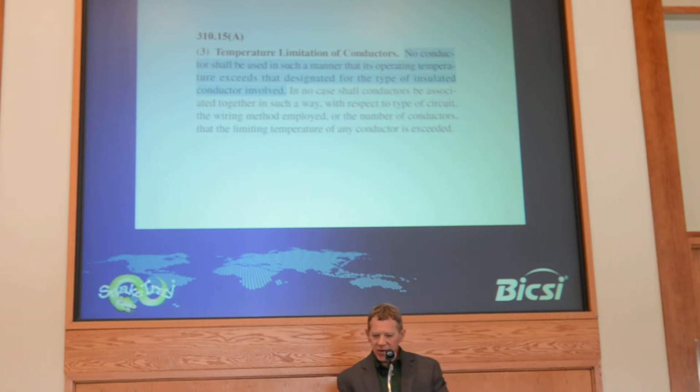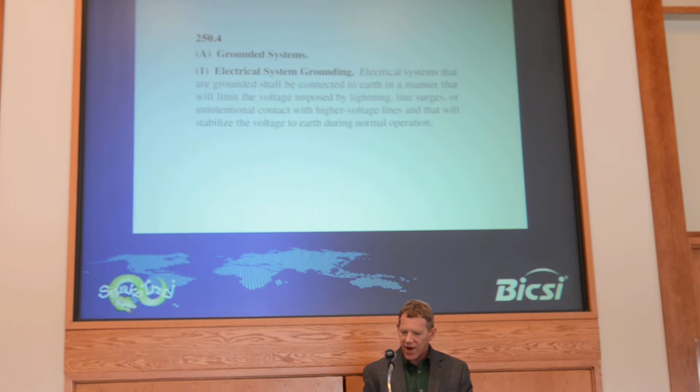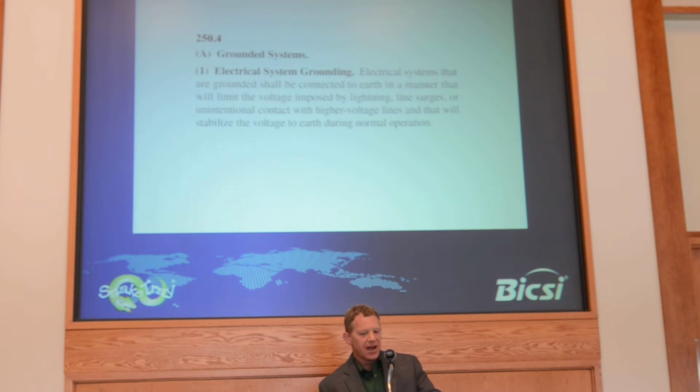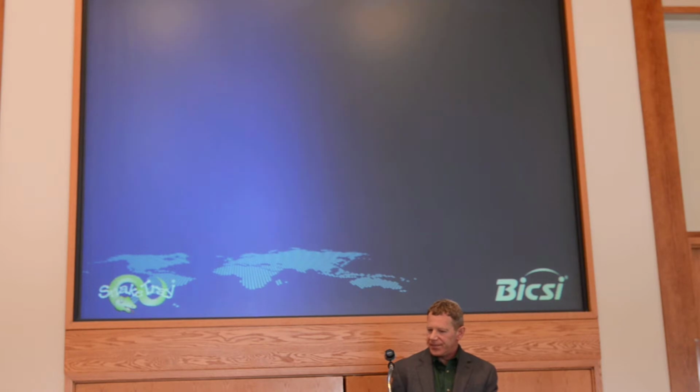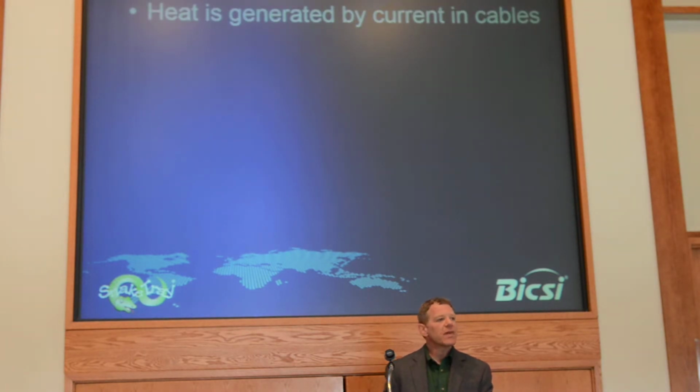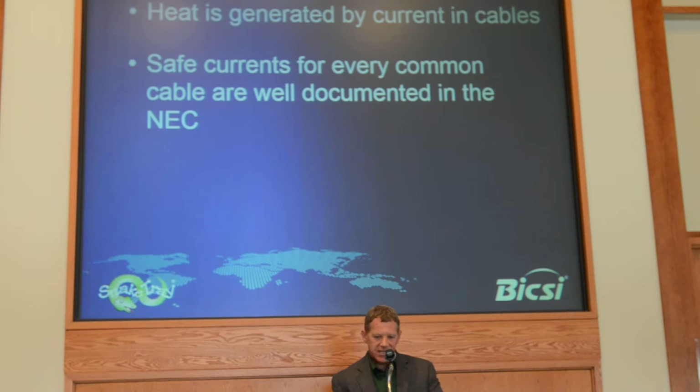Okay, when it talks about temperature in conductors, this is defining it, saying you will not wire anything such that the temperature will heat up the wires and risk a fire. And ground it. And it even mentions protection against lightning, line surges, unintentional contact with higher voltage, stabilized to earth during normal operation. Heat is generated by the current, and safe currents for every common cable are well documented in the NEC. So that's what we think about when thinking about power in cables. Make sure we have the safe current under the operating conditions.